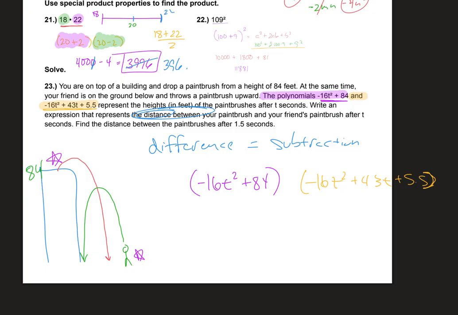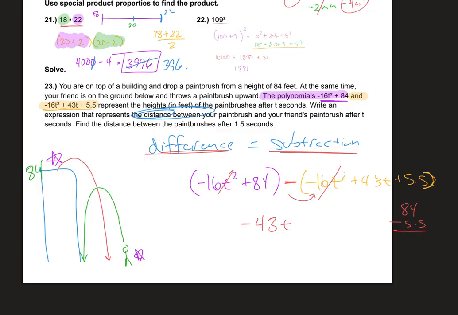And then if you want to, you could also plug in a 0. And if you plugged in 0 right here, you would get 84. So it's got to be this guy. Your friend was not 84 feet off the ground. In fact, he's 5.5 feet off the ground when he throws. So we're going to subtract because, again, difference, right? So 16t squared minus negative, these cancel. And then you just get negative 43t, and then 84 minus 5.5, which I believe is 79.5.